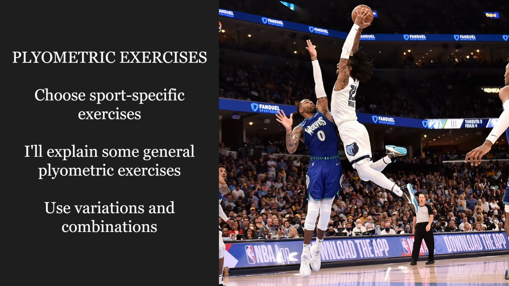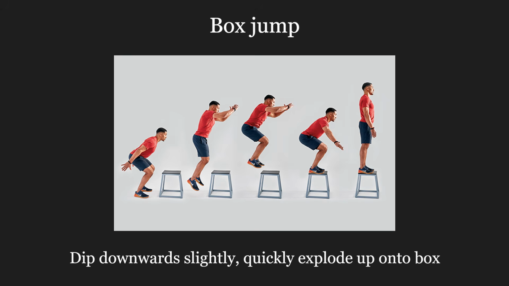I'll cover some quite general exercises that cover multiple directions of movement, and then you can switch these up with variations and combinations. First one is a box jump. You just bend your knees slightly and then quickly explode up to jump onto a box. This is also called a counter movement jump because you're moving down, immediately followed by jumping up. Down and up, like counter movement.